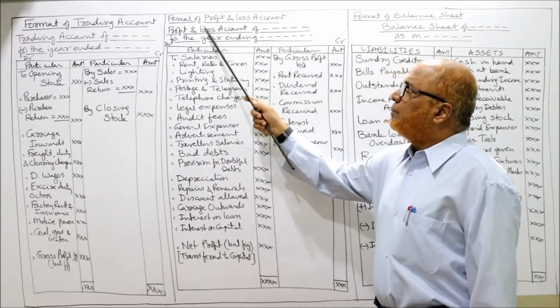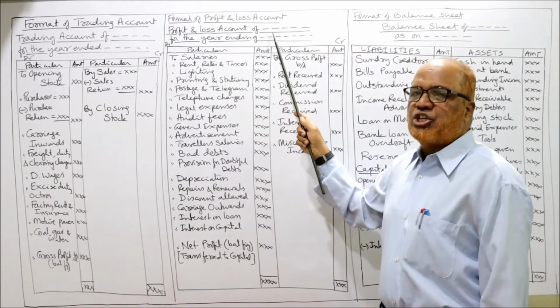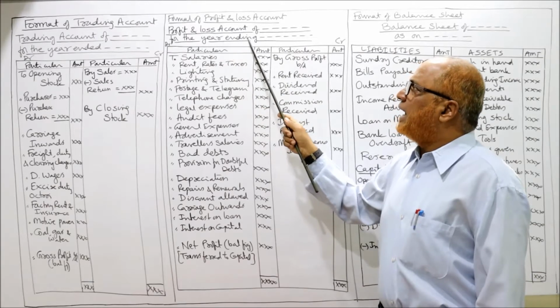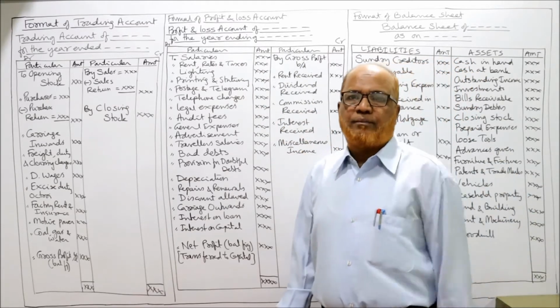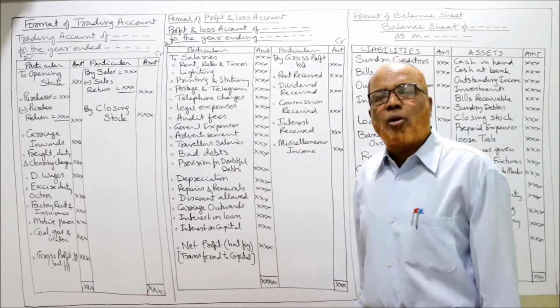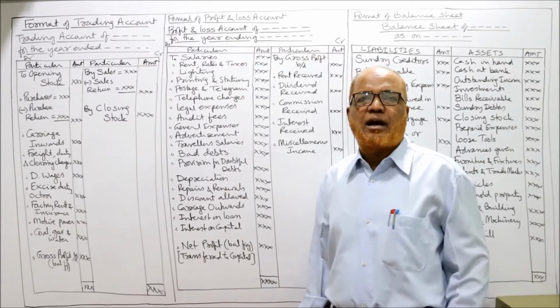The format of profit and loss account. Profit and loss account of, dash, the name of the businessman, the name of the person, you will write down. Then for the year ending, dash. So for the year ending, for which period we are preparing the profit and loss account. The profit and loss account again is a nominal account. Debit side all expenses, credit side all incomes.